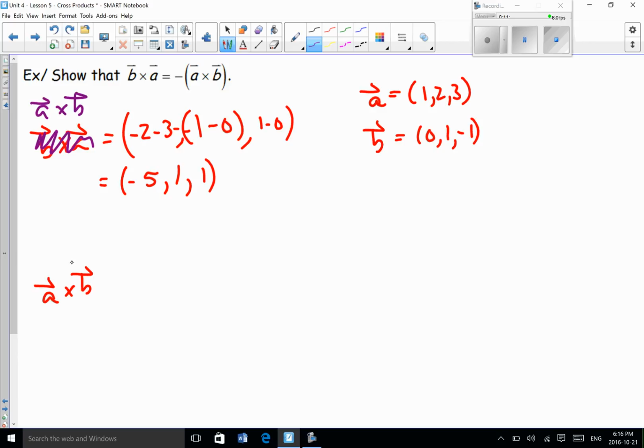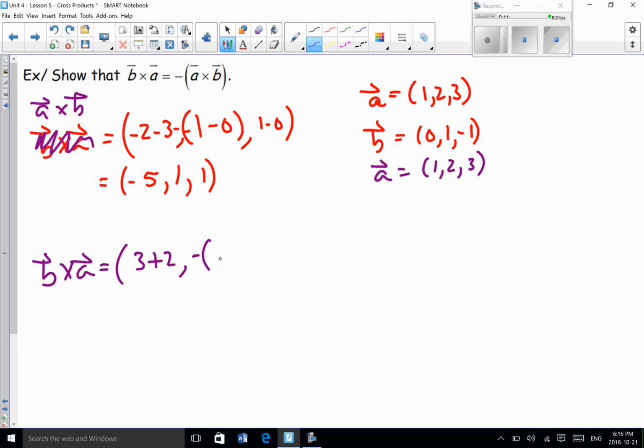Now we're going to do B cross A. So let's erase this. B cross A, which means I have to put the B one on the top and the A one on the bottom. Okay, what do we get for B cross A? We're going to get 1 times 3 is 3, minus -2 is +2. Go with the negative of 0 plus 1. We want 0 minus 1. What do we get? 5, -1, -1.